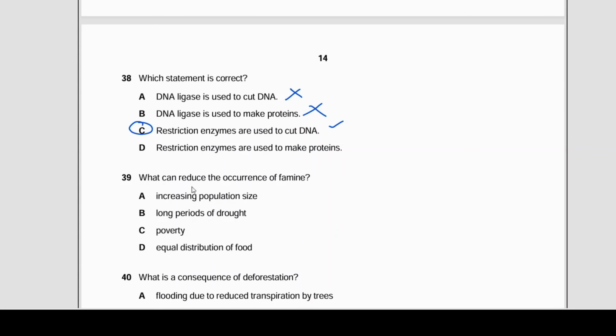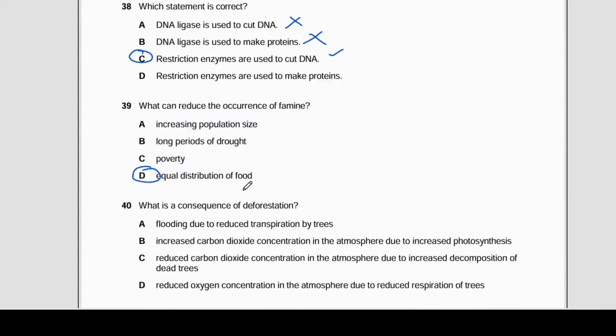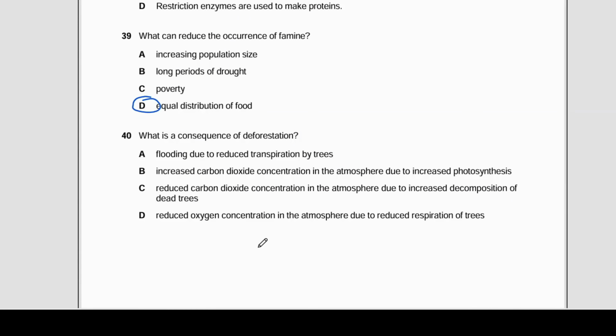What can reduce the occurrence of famine? Population size would definitely increase it. Longer period of drought, yes, because there won't be any crop production. So the equal distribution of food should be there to avoid it, which is not going to happen anytime soon. It's not going to happen at all. We can waste food, but we cannot distribute it equally.